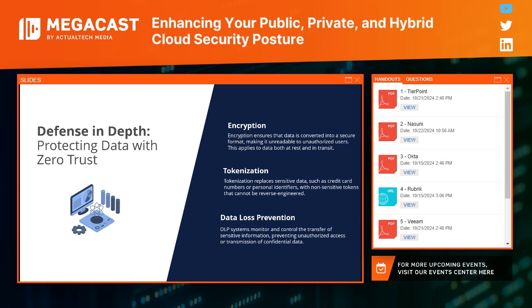Tokenization. A process to protect sensitive data, such as a credit card number, by replacing that data with a surrogate value known as a token. And finally, data loss prevention, a security solution that identifies and helps prevent unsafe or inappropriate sharing, transfer, or use of sensitive data.